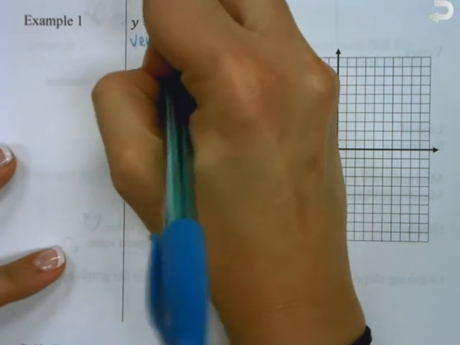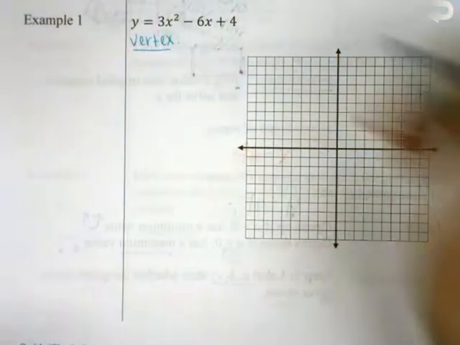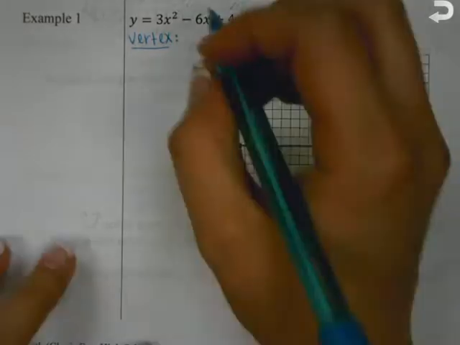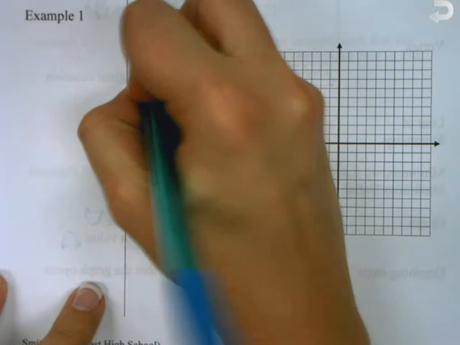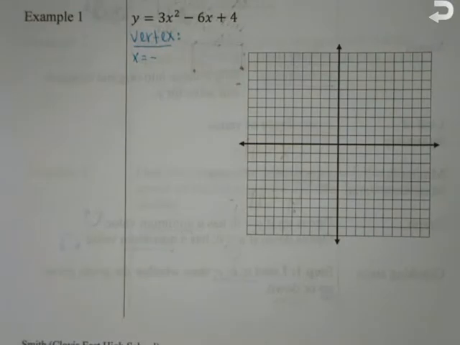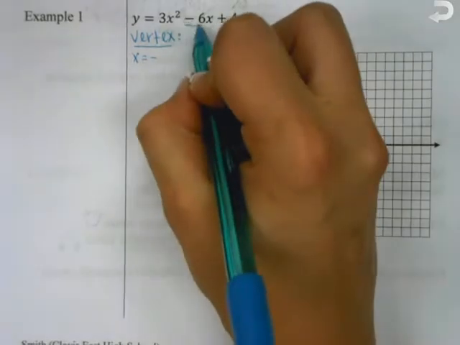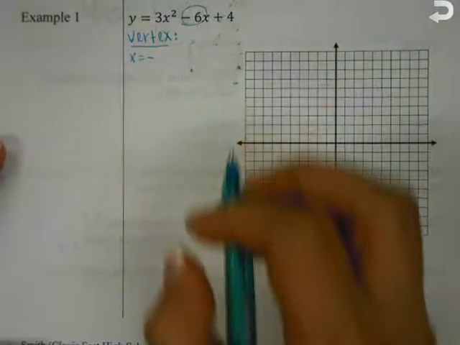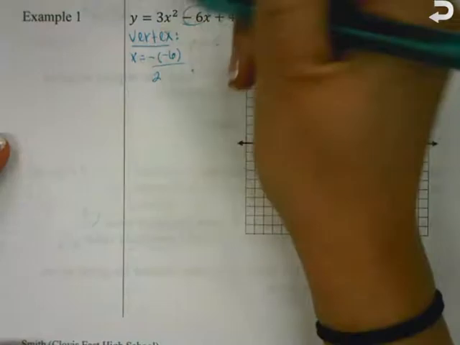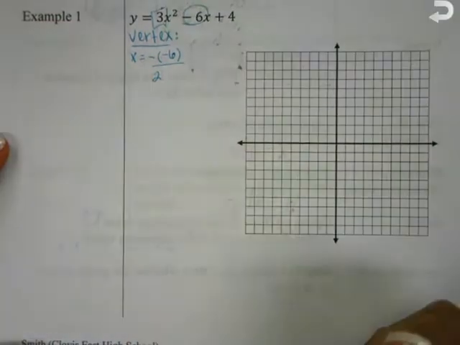Alright, so to find the vertex, we first have to find x. What is the formula for x? Perfect, negative b over 2a. So x equals negative b. What's b? Negative 6. So we have negative 6 over 2 times a, which is 3. So a is the first coefficient, b is the second. Okay, so over 2 times 3.